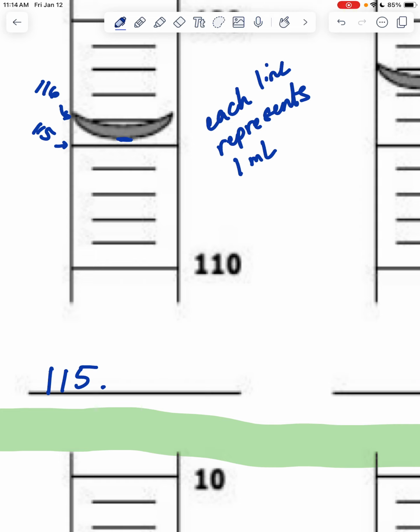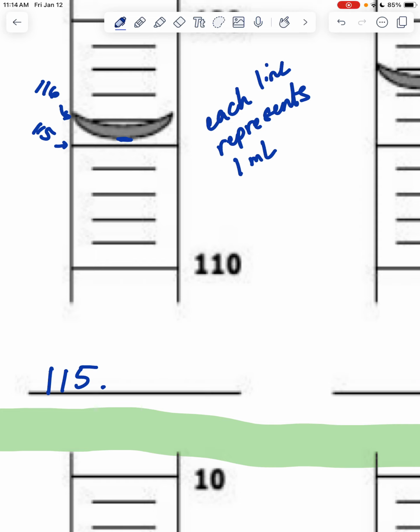So wherever this represents, now we can see that it's not on the 115 milliliter mark, which means that we can't use 0 as our estimate. That wouldn't make much sense. But we do see that it's a little bit past it, and it's not quite in the middle, so it might not be 0.5.